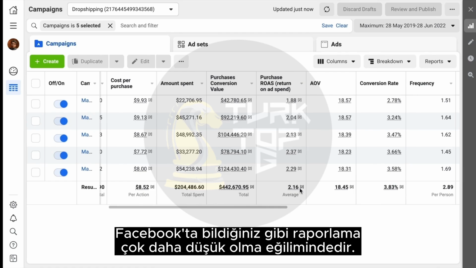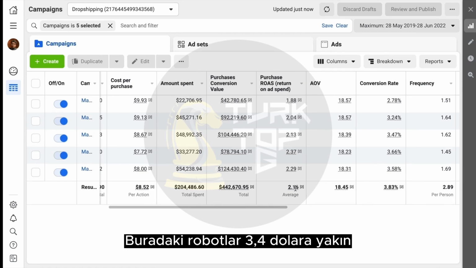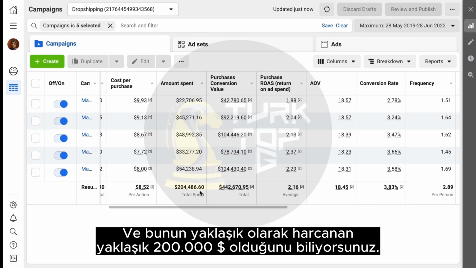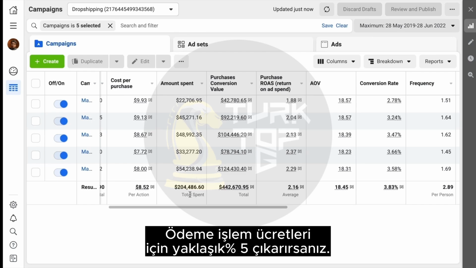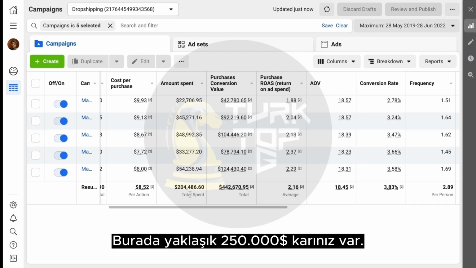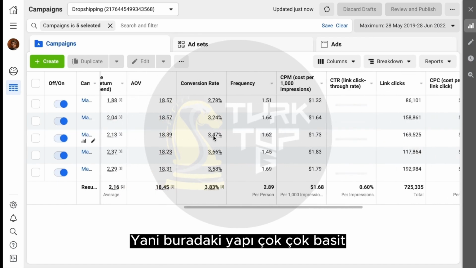As you know, on Facebook, the reporting tends to be a lot lower. The ROAS here is closer to 3.4. And so that's around $200,000 spent for around $650,000 in revenue. We have an 80% gross margin here. If you take off around 5% for payment processing fees, you have a profit here of around $250,000. So the structure is very, very simple here.